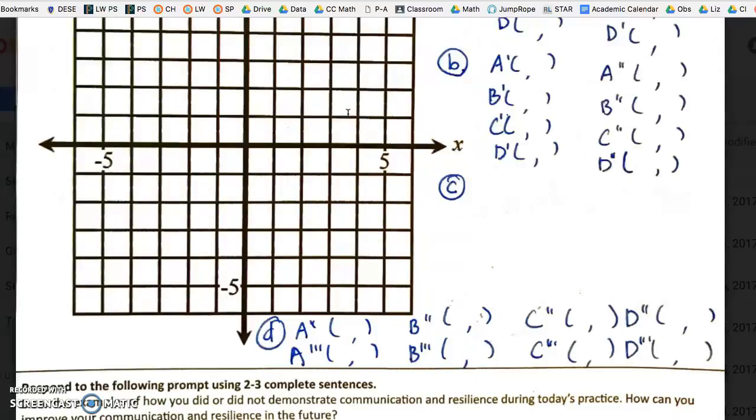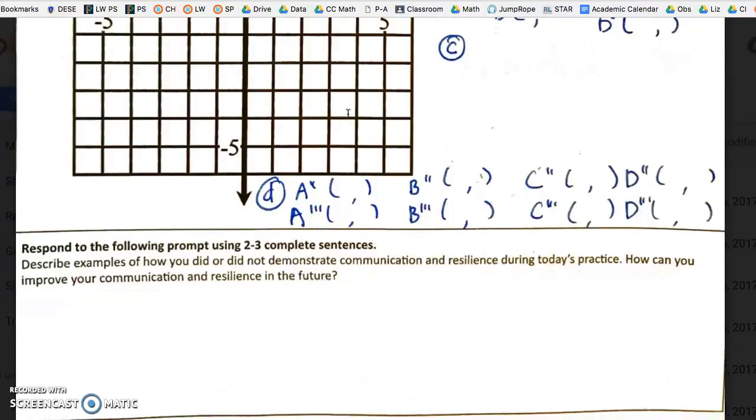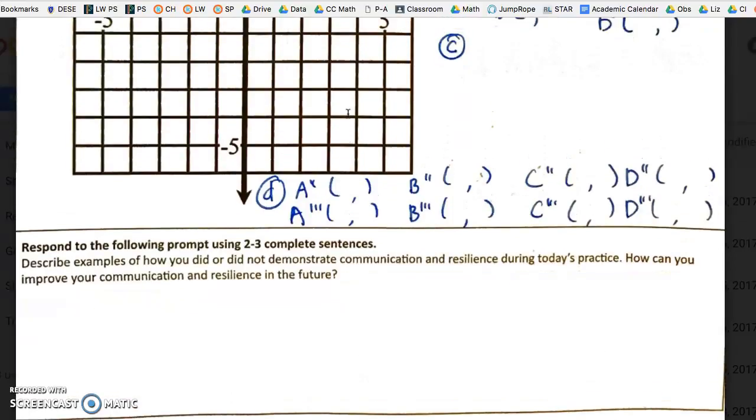Once you have finished parts 1A and 1B, go ahead and respond to the following prompt with 2 to 3 sentences. Make sure that you describe examples of how you did or did not demonstrate communication and resilience during today's practice, as well as how you can improve your communication and resilience in the future. In addition to the mathematical content that you will be graded on, you will also be graded on the quality and content of your reflections around your social, emotional, and metacognitive skills.